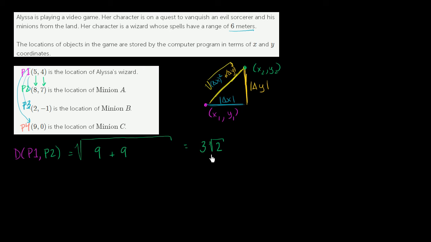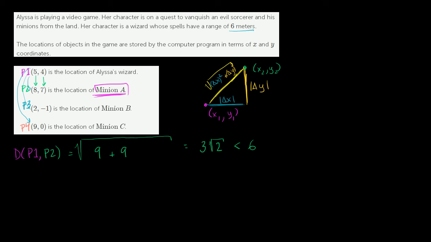Now, is this more or less than 6? Well, 3 times 2 is equal to 6. The square root of 2 is less than 2. It's 1 point something. So this right over here is going to be less than 6. So P2 is in range. Alyssa's wizard can get minion A. Minion A she can attack.